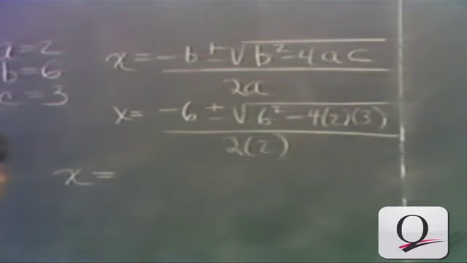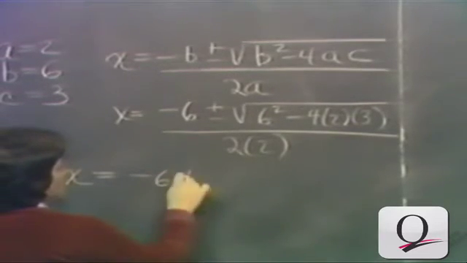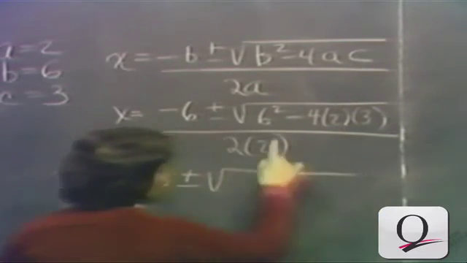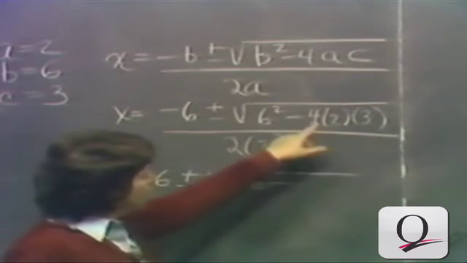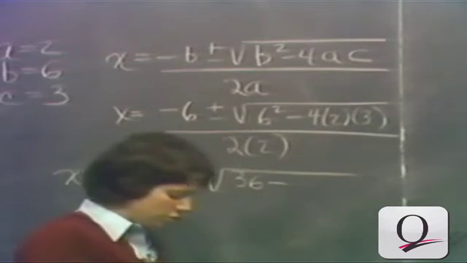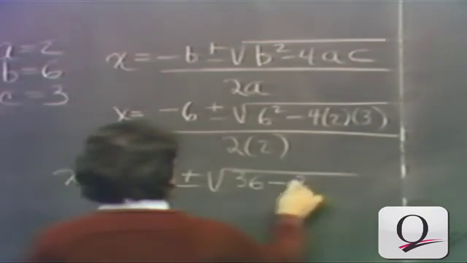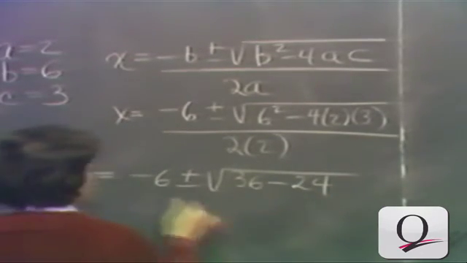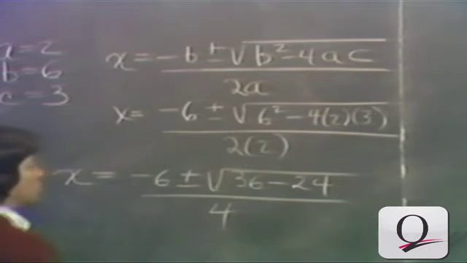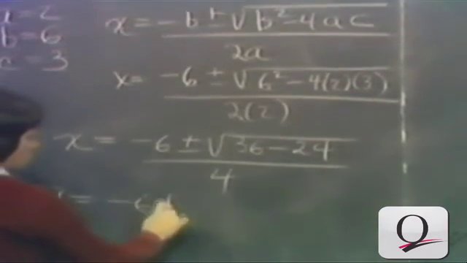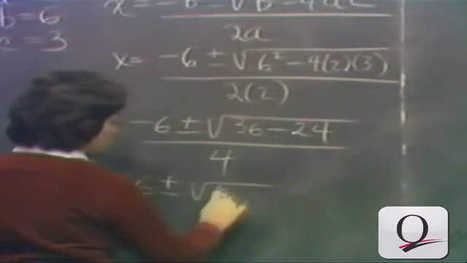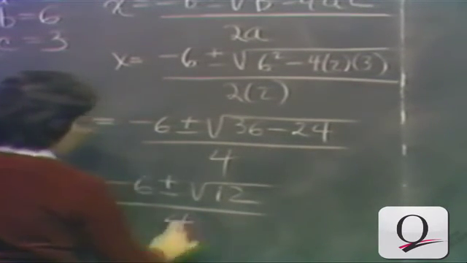What do we have? x equals minus 6 plus or minus the square root of 36 minus 4 times 2, that's 8, times 3, that's 24, all over 2 times 2, or 4. x is minus 6 plus or minus the square root of 12 over 4.